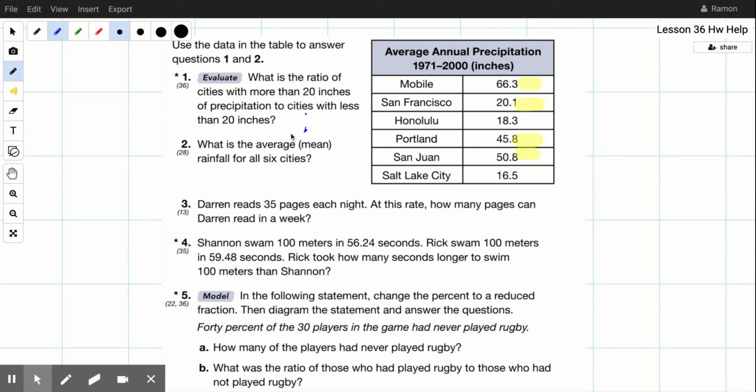So again, that's going to be more. And then we're going to compare that to the number of cities that are less. So you have to count how many have less. And then if you're able to simplify, make sure that you simplify the ratio.